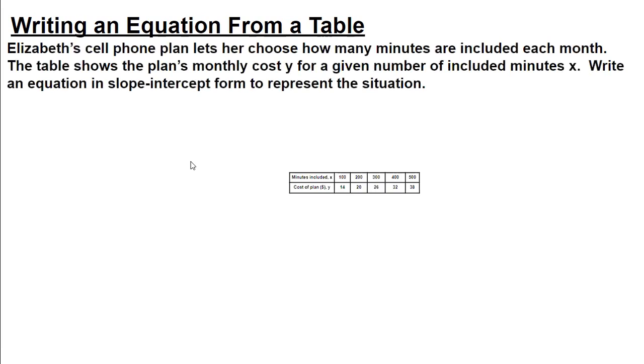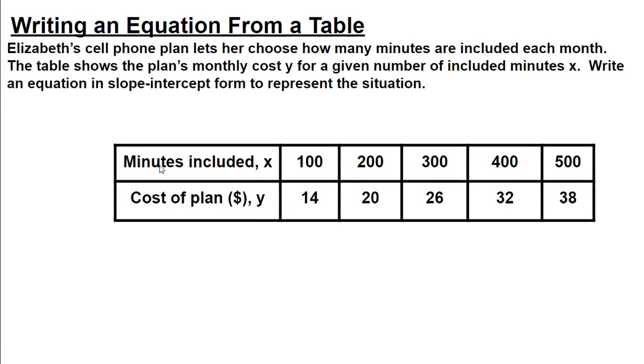Okay, welcome back. Now we're going to talk about writing an equation from a table. Very similar to what we just did. Elizabeth's cell phone plan lets her choose how many minutes are included each month. The table shows the plan's monthly cost y for a given number of included minutes x. Write an equation in slope-intercept form to represent the situation. Notice how as she has more minutes that she's talking on the phone, the cost is going to go up. Just kind of keep that in mind. That would probably mean we're having a positive slope, right?